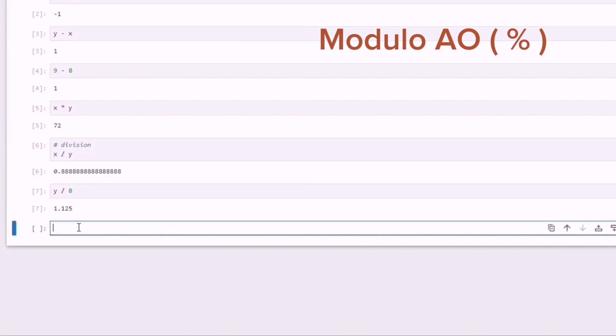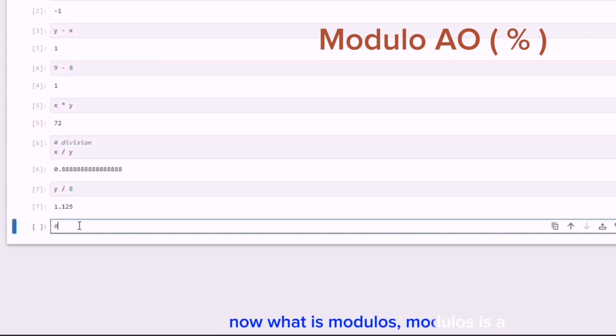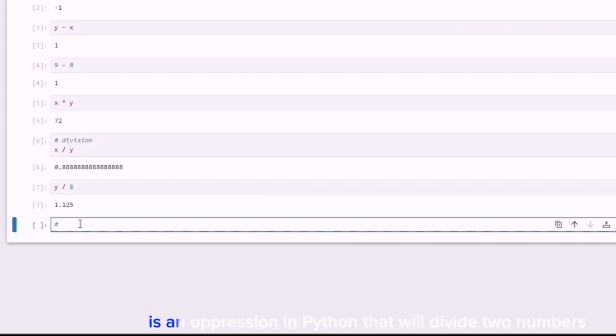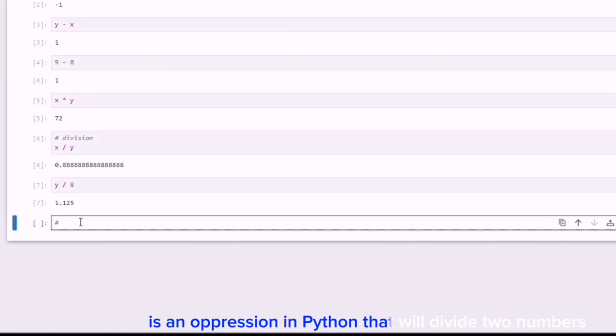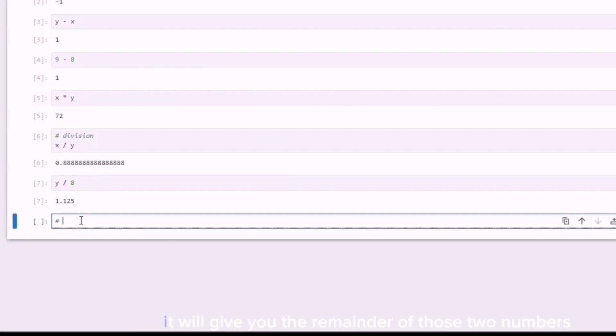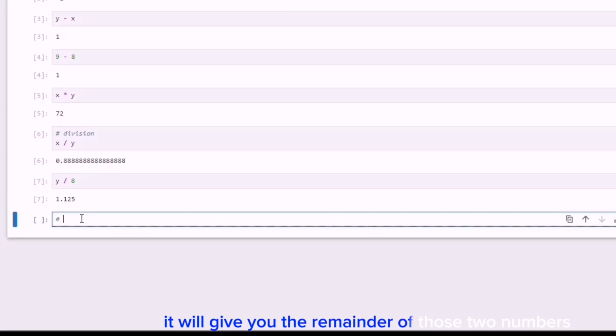Quickly, we're going to be looking at modulus. Now, what is modulus? Modulus is an operation in Python that when you divide two numbers, it will give you the remainder of those two numbers.